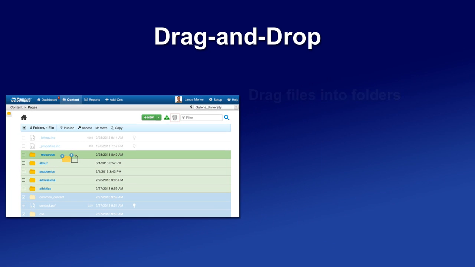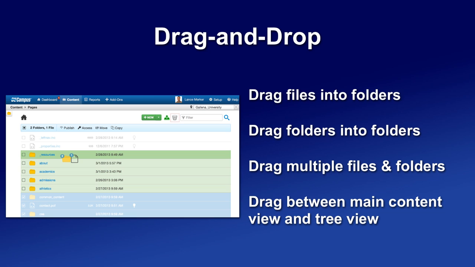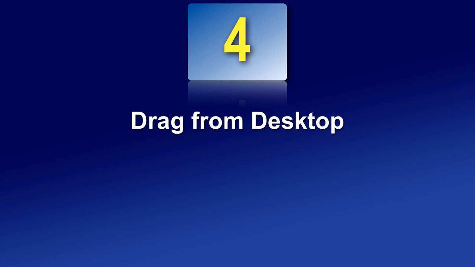You can drag files into folders. You can drag folders into folders. You can drag multiple files and folders at the same time. And you can drag between the main content window and the tree view, which opens up some interesting possibilities because the tree view can expand to show very deeply nested folders. You can drag and drop all between those. Really, really great.